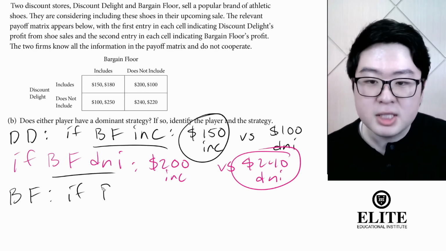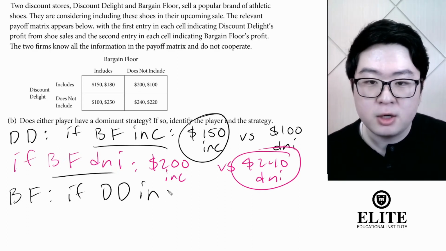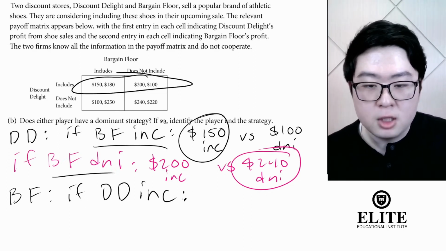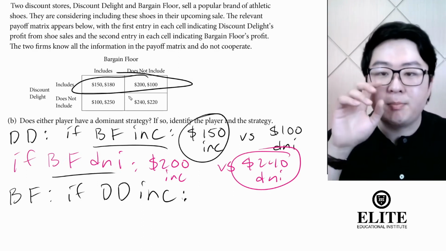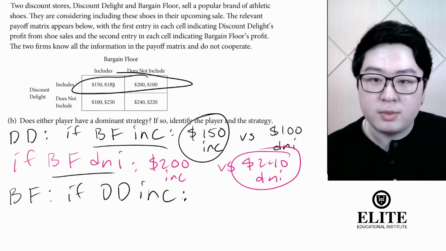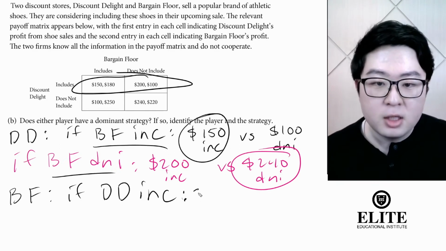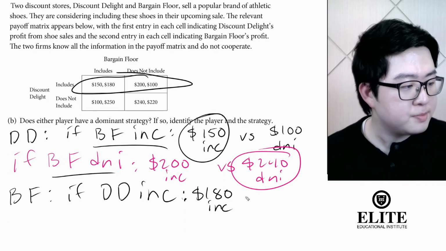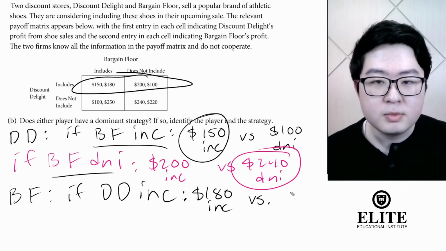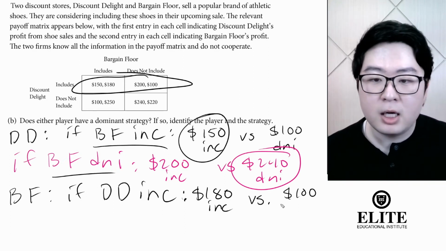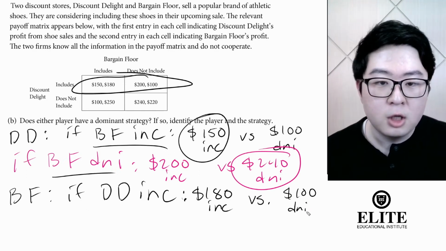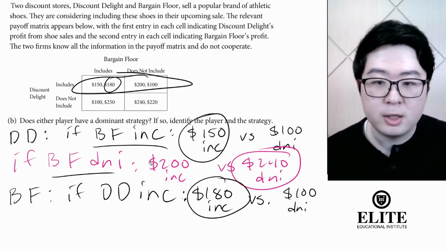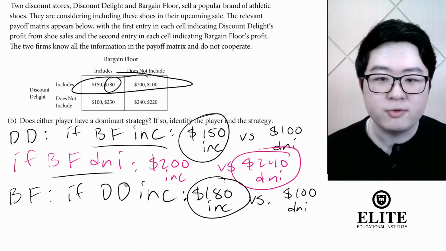If discount delight includes, we are faced with one of these. And remember, since we're looking at bargain floor's profit now, we take a look at these second numbers. We're faced with either $180 in profit if bargain floor chooses to include, or $100 in profit if bargain floor chooses to not include. Which one is bargain floor going to pick? Obviously the higher profit one. That's going to be right here. So it looks like this first strategy for bargain floor is to include.